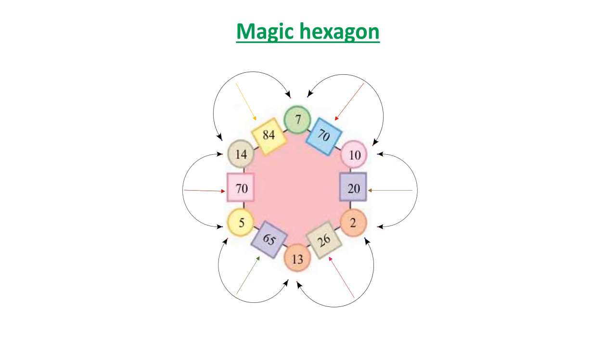Thus, we can see here the pattern of numbers in this hexagon has a common rule. That is, when we multiply the two circles, the result comes in between, in the box. So, this is a magic hexagon.